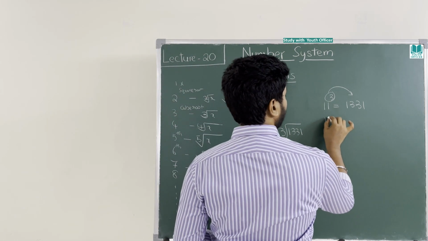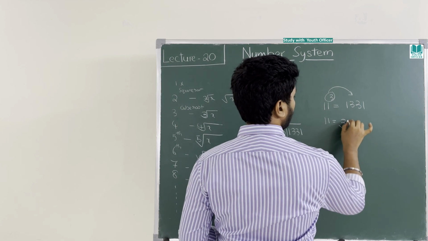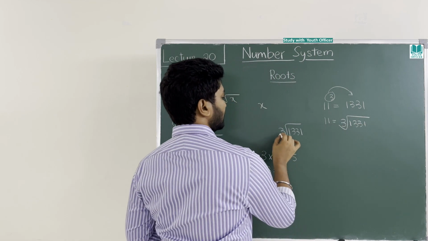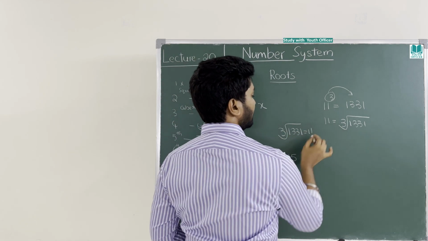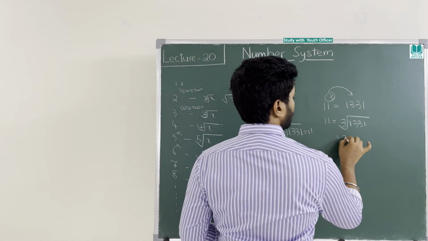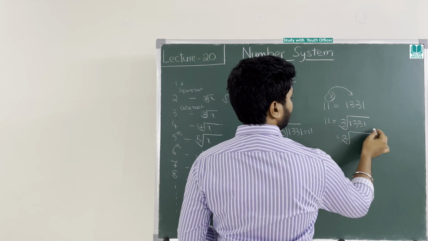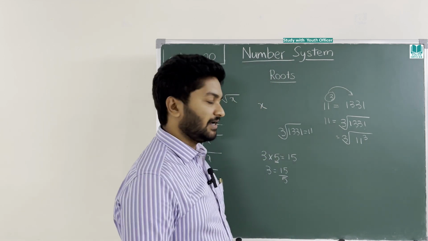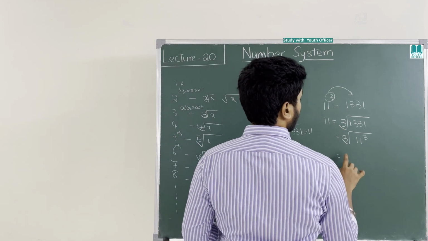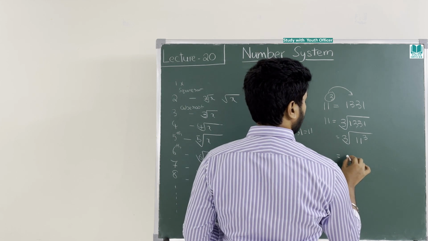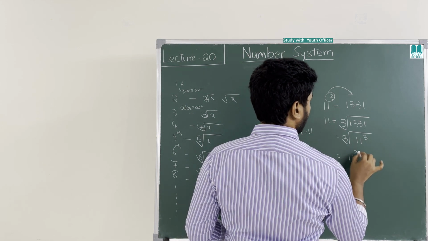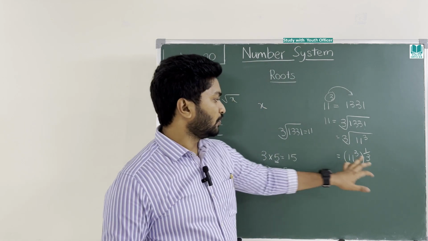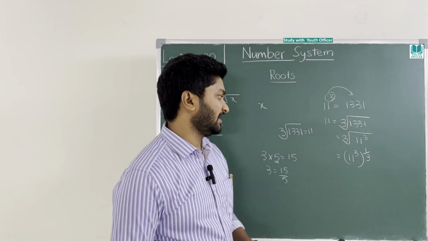That means 11 is equal to cube root of 1331. So cube root of 1331 equals 11. How? Cube root of 1331 means how much? 11 cube. Right? Now, cube root means whole power 1 by 3. I already told you cube roots will be represented like this.